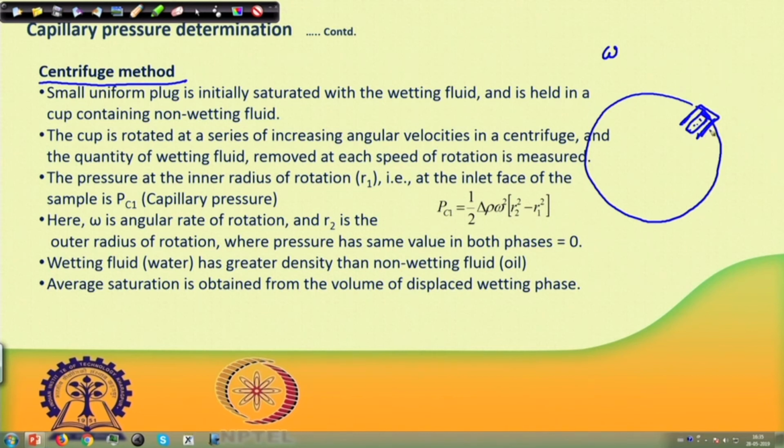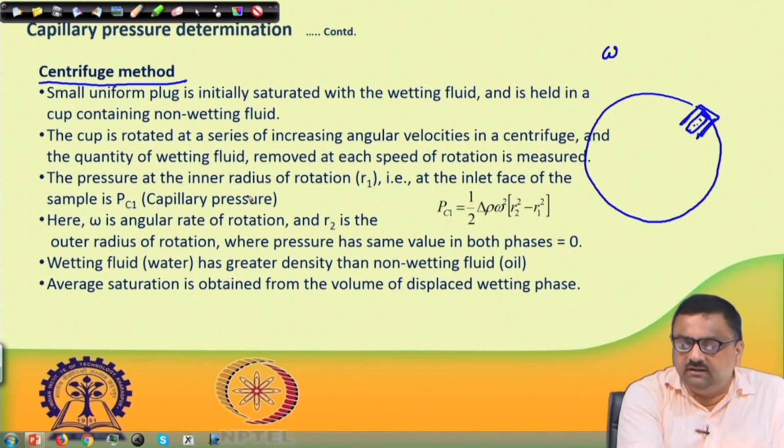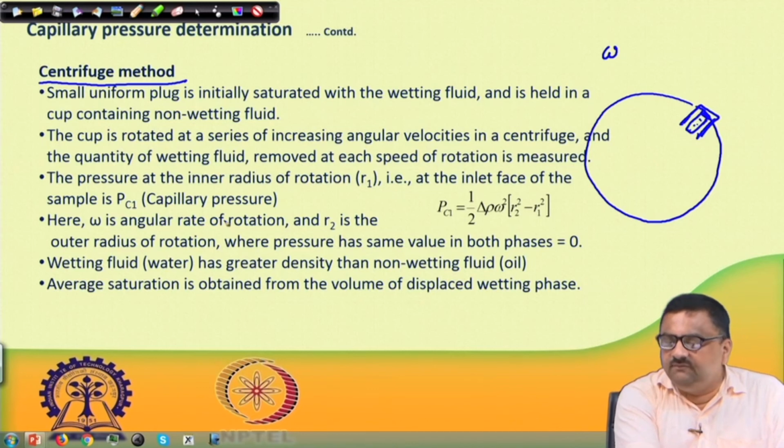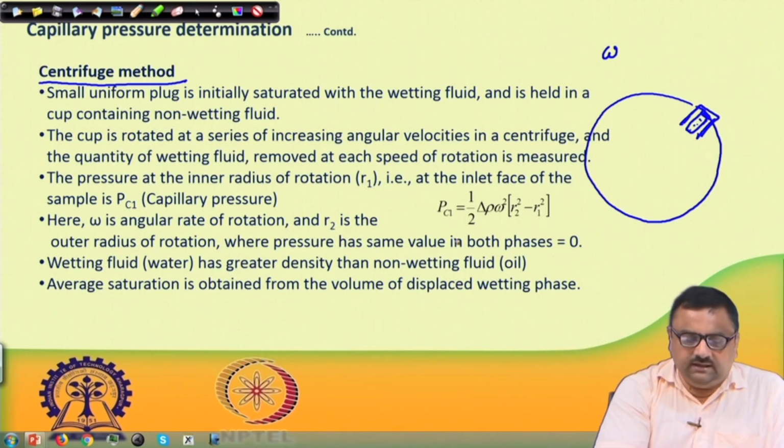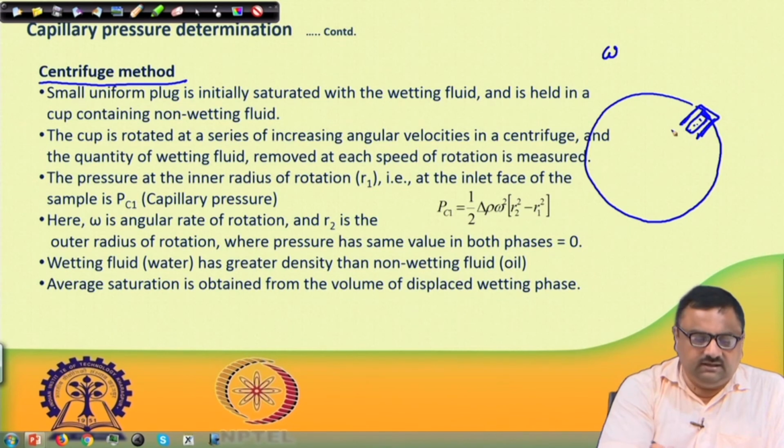Against whatever omega value is there, there is some collected quantity of wetting fluid. Then the pressure at the inner radius of rotation, that is at the inlet face of the sample, is PC1, which is the capillary pressure. Here you can see that the quantity of wetting fluid that is collected is noted.